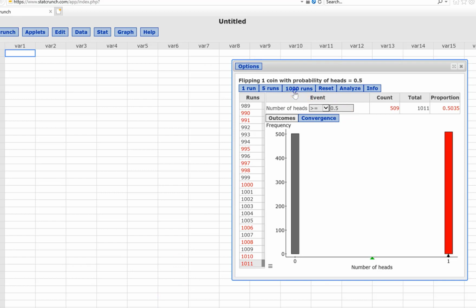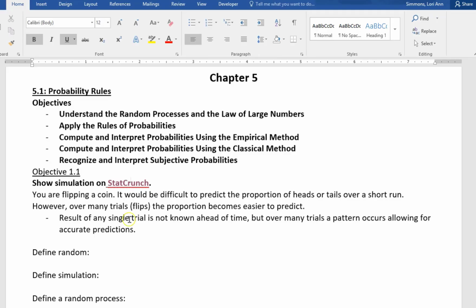So let's just do a couple more 1,000. You can see this proportion is getting pretty close to 0.5. So over many trials or flips, the proportion becomes easier to predict. The result of any single trial, so when you flip a coin, is not known ahead of time, but over many trials, a pattern occurs, allowing for accurate prediction.